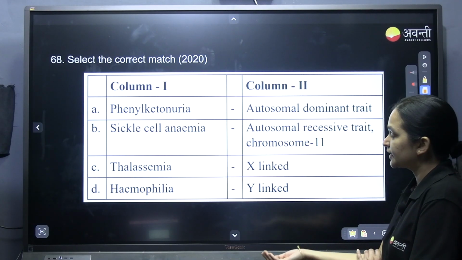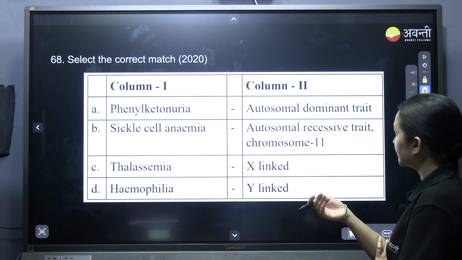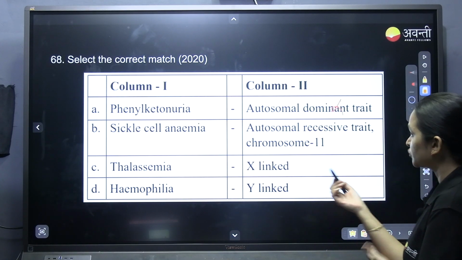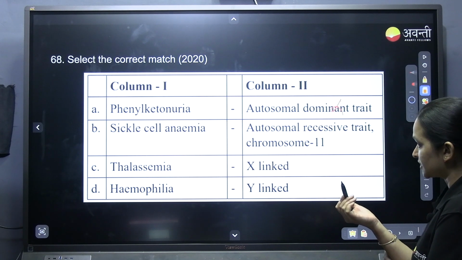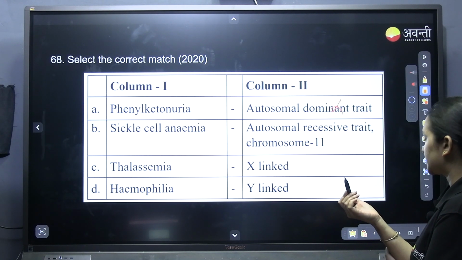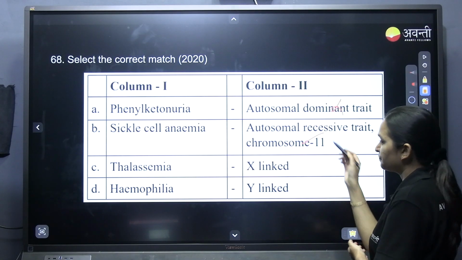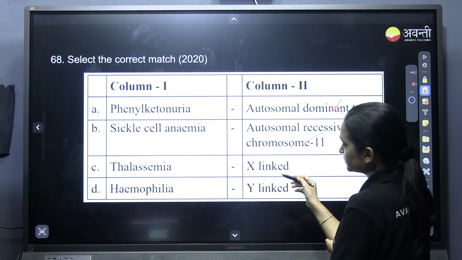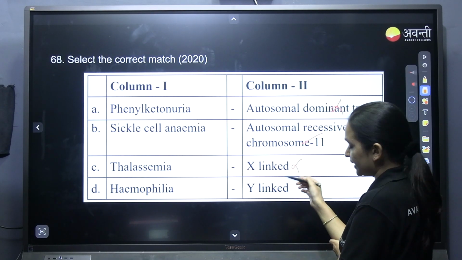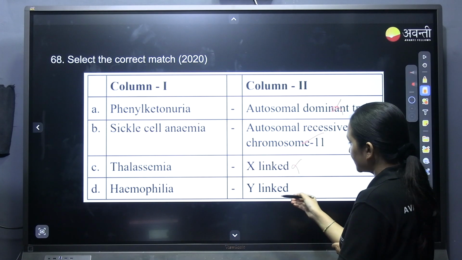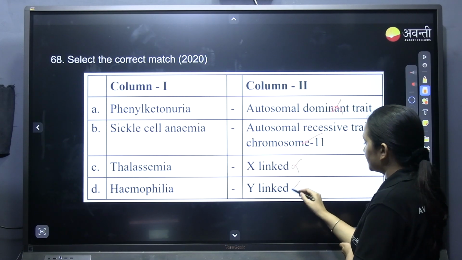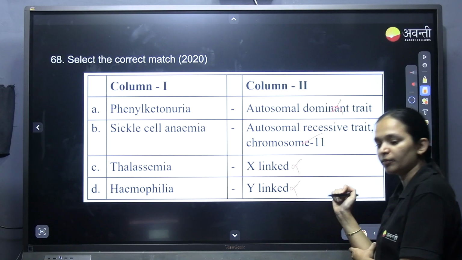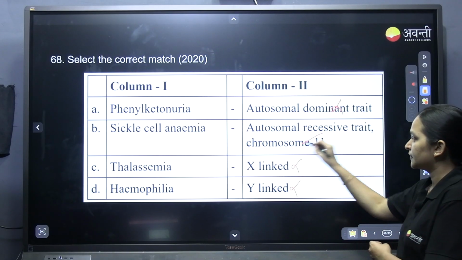Select the correct match. Phenylketonuria is autosomal dominant? No, phenylketonuria is autosomal recessive. Sickle cell anemia, autosomal recessive trait, yes, and chromosome 11, true. Thalassemia is autosomal, not X-linked, autosomal recessive. Hemophilia is X-linked recessive, but here it is given as Y-linked. So we need to find the correct match. We already got the correct match, that is B4 Bombay. Understanding? This is the correct match.